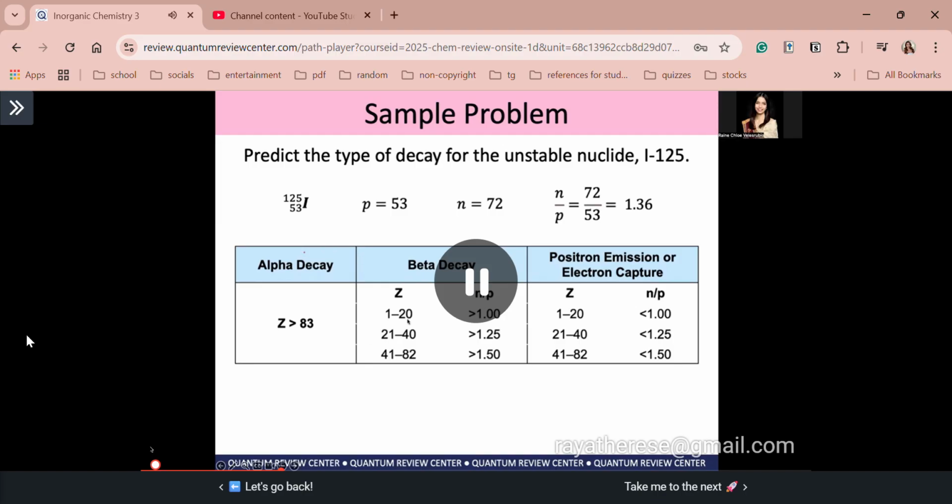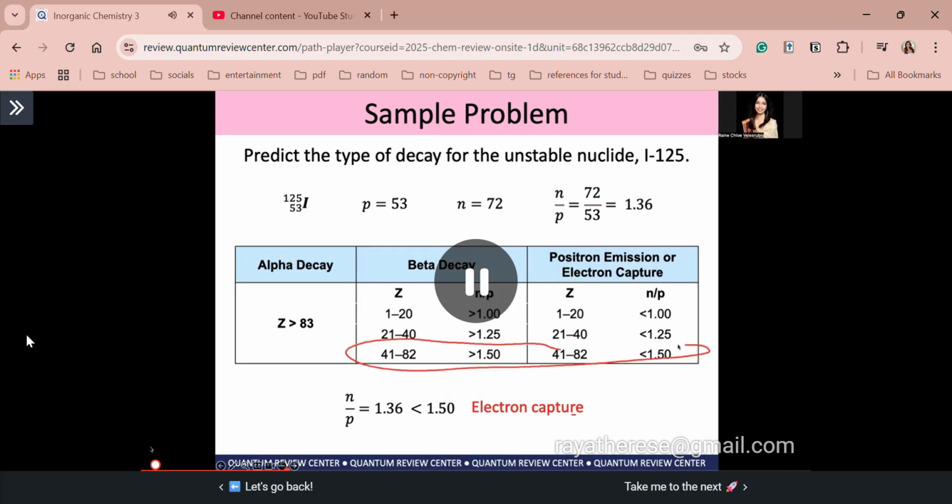Next, refer to this table, guys. Check nyo muna yung atomic number ng iodine. Diba is 53. So, nandito siya sa range na to. Therefore, i-compare nyo ang N/P ratio na to kung less than 1.5 siya or greater than 1.5. Since 1.36 is less than 1.50, okay, then the nuclide will undergo electron capture. Okay? Gets ba so far, guys?